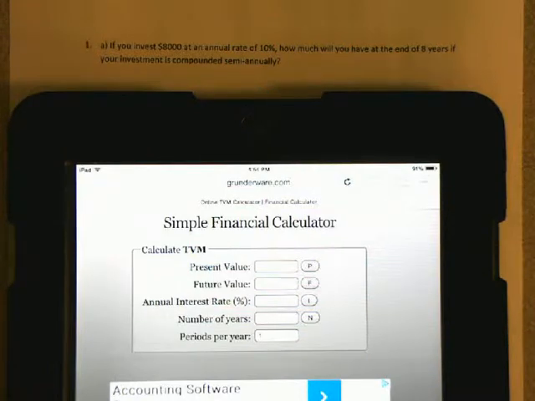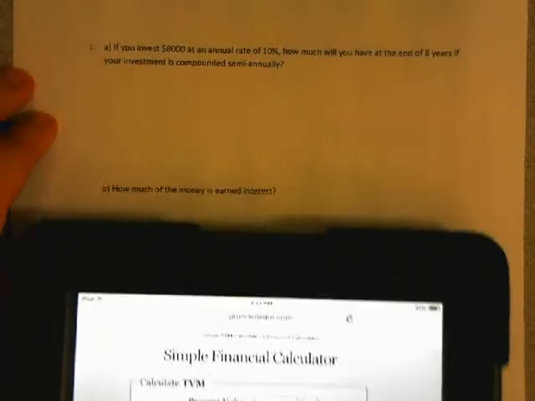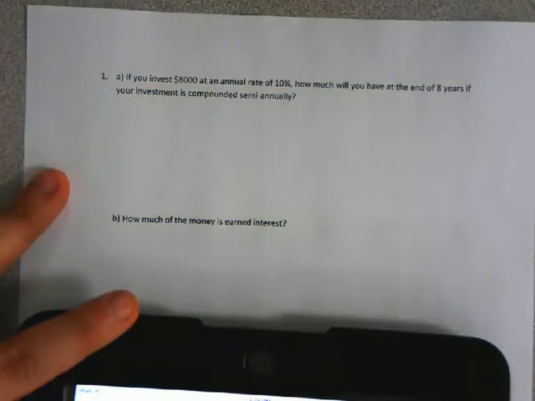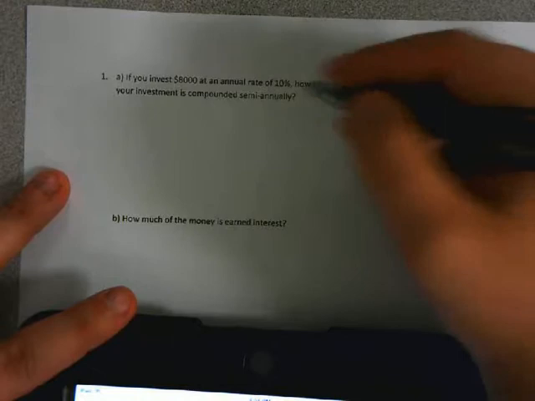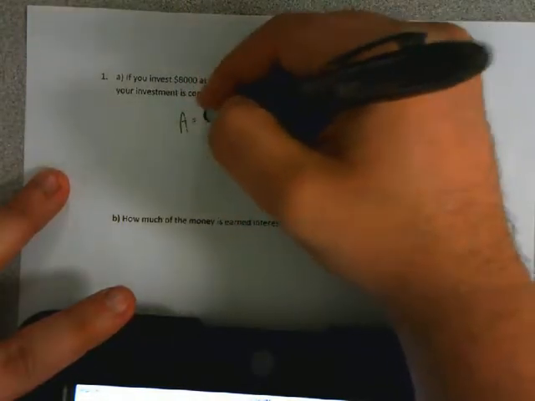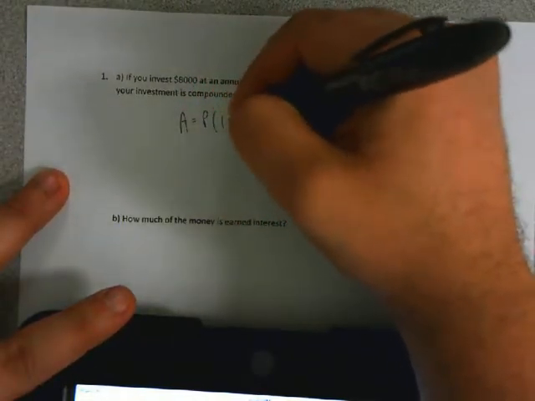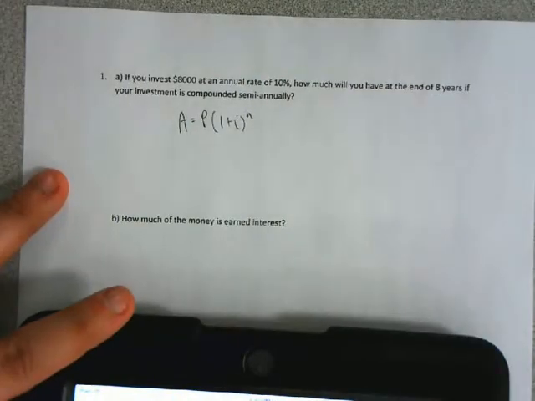Okay, so today we're going to look at how we use this app or website that we're going to show you in order to calculate these financial investments, right? We already figured out what the formula is. Remember, we had a formula where the amount was the principal investment times 1 plus the interest rate to the power of the length of time, right?